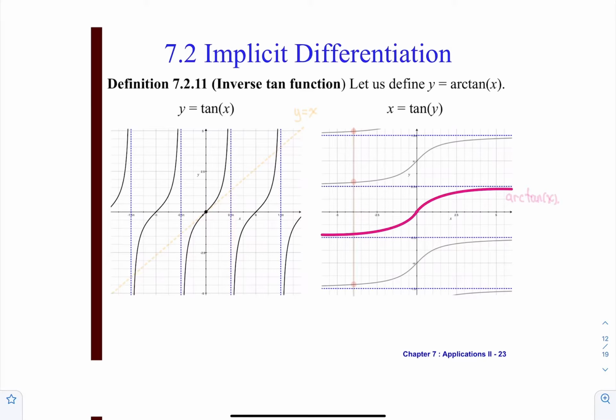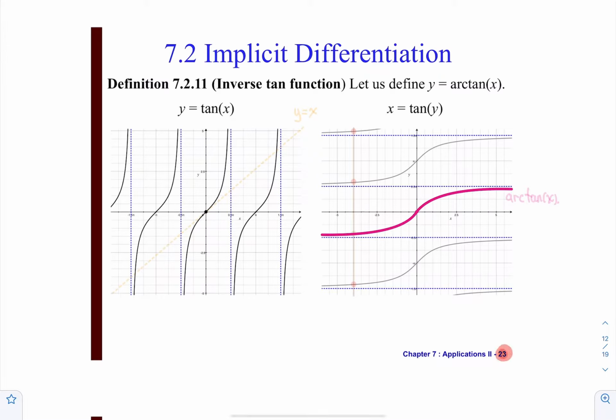Hello everyone. In this section, we're going to go over the inverse trigonometric functions, arctan, arcsine, and arccos, and we're going to use implicit differentiation to construct formulas for their derivatives, and then we'll just do examples of computations of derivatives involving those inverse trigonometric functions.